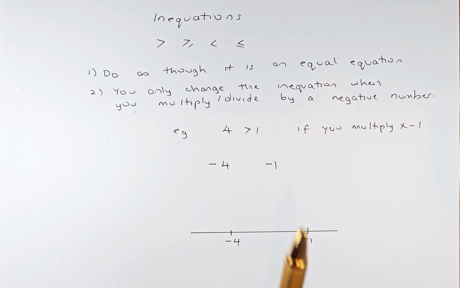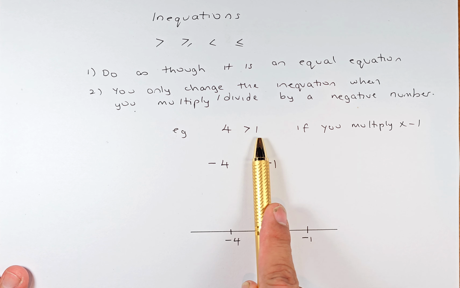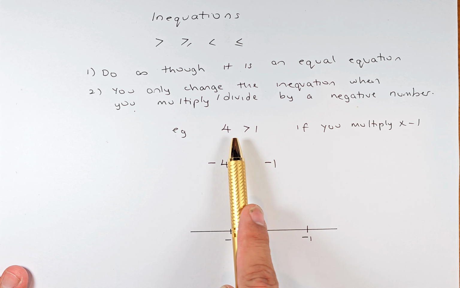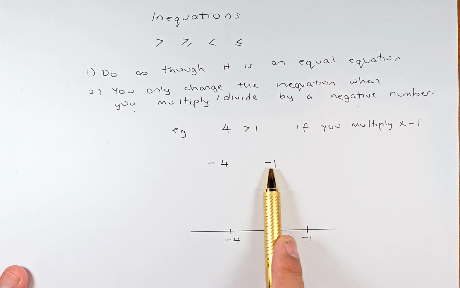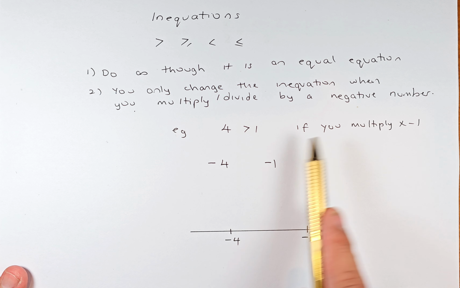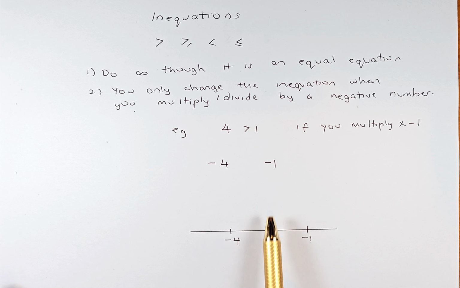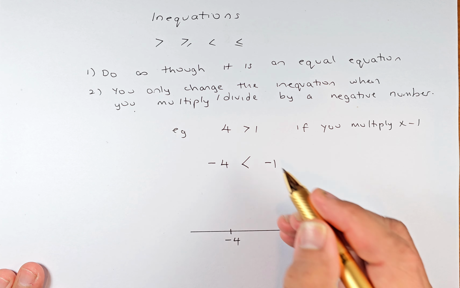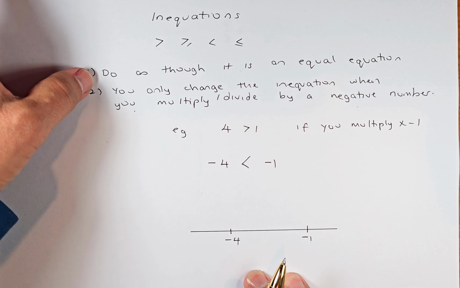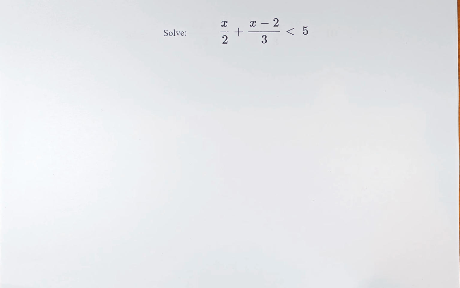Why is it so? Because if you say 4 is greater than 1, and you multiply by minus 1, it's going to be minus 4 and minus 1, because minus 4 times minus 1 is minus 4, and 1 times minus 1 is minus 1. Minus 4 is now less than minus 1, that's why you have to change the symbol. Now we are going to do two questions, one changing the symbol and one without changing the symbol. Okay, we shall do this.